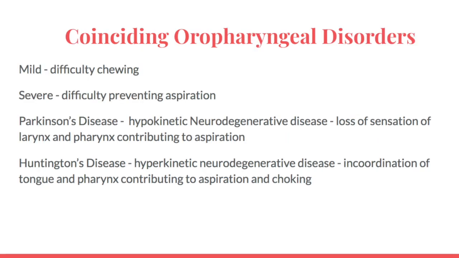Okay, next slide. So oropharyngeal dysphagia can be mild, so difficulty in chewing, to severe, which would be difficulty in preventing aspiration into the airway. Oropharyngeal dysphagia is oftentimes the presenting symptom in other coinciding neurological degenerative disease. The leading cause of death for Parkinson's and Huntington's is aspiration pneumonia and or choking, where Parkinson's is going to be a silent aspiration from loss of sensation in the larynx and pharynx, and Huntington's is going to be hyperkinetic incoordination of tongue movements and delay in the swallowing initiation.